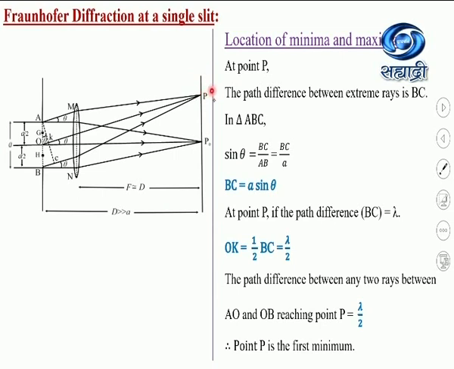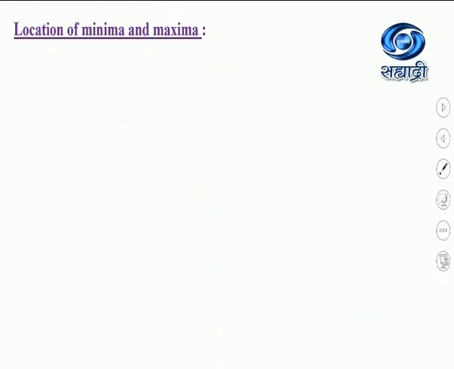And this is the first dark point obtained on the screen after the central bright point. And therefore, point P is called the first minimum. So we have seen the condition for the dark point which is at point P. The first condition for obtaining the first dark point is that the path difference between the extreme rays should be equal to lambda. Now let us obtain the positions of other bright and dark fringes on the screen.